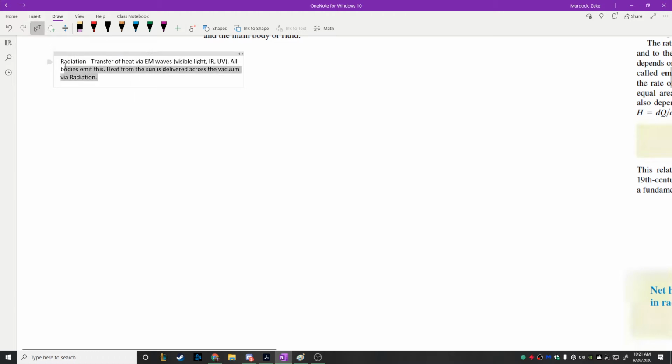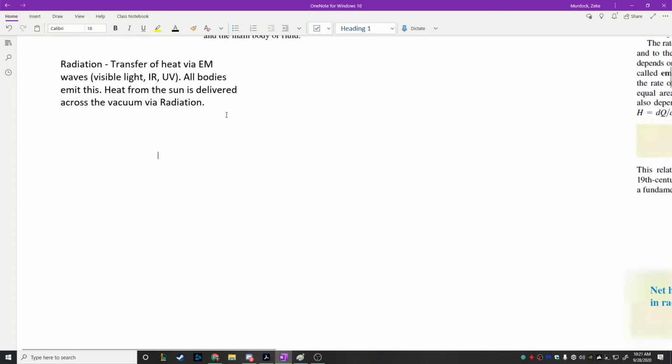And what's EM? Here, let me make this a little bit bigger. So radiation is the transfer of heat via EM waves, which can be visible light, infrared, or UV. I probably shouldn't just use EM. Maybe some of you already know what the word EM means. EM stands for, what does it stand for?